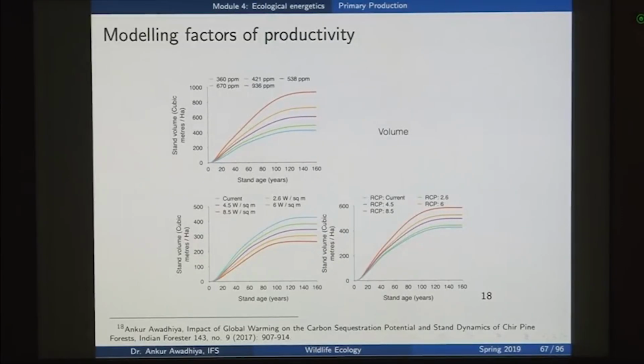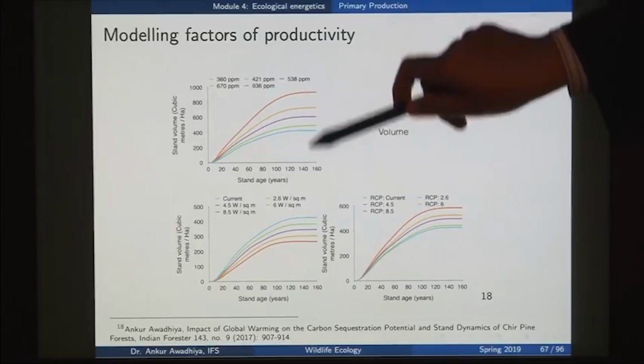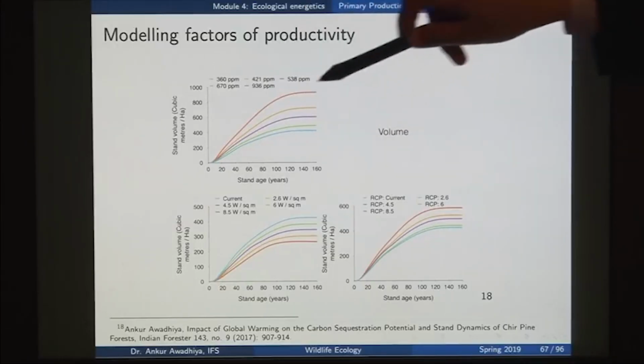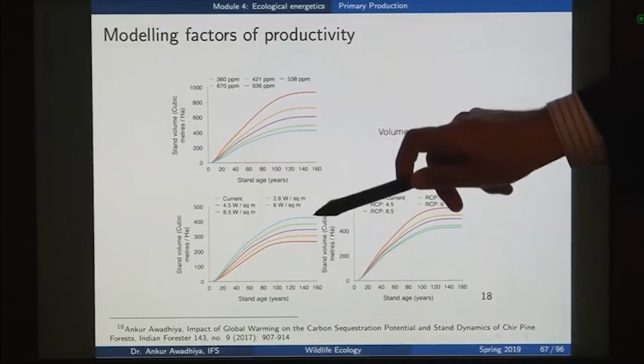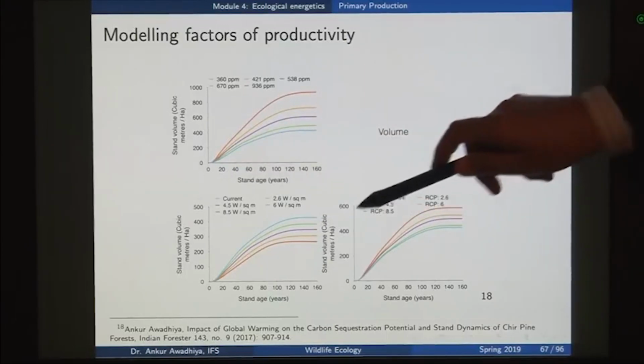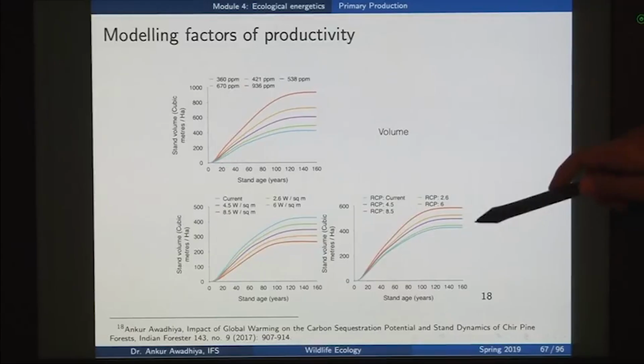These are the standard scenarios that have been used. They go by the name of representative concentration pathways, and these are the standard scenarios through which we model different levels of global warming. And then if you do both of these things together, you increase carbon dioxide, so that is the fertilization effect, and you increase the temperature, which is harmful to the plants. If you do both of these, in this particular case we can see that the stand volume increases.